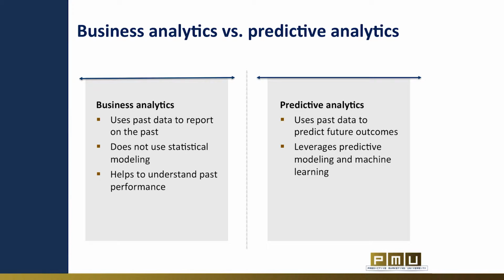Business analytics is like looking in the rear mirror in your car. It helps you see where you have been, but it hardly helps you in understanding where you are going. The goal of predictive analytics is to take past data and apply mathematical models in order to predict future outcomes. Therefore, while both business and predictive analytics use the same data, they deliver very different outcomes.